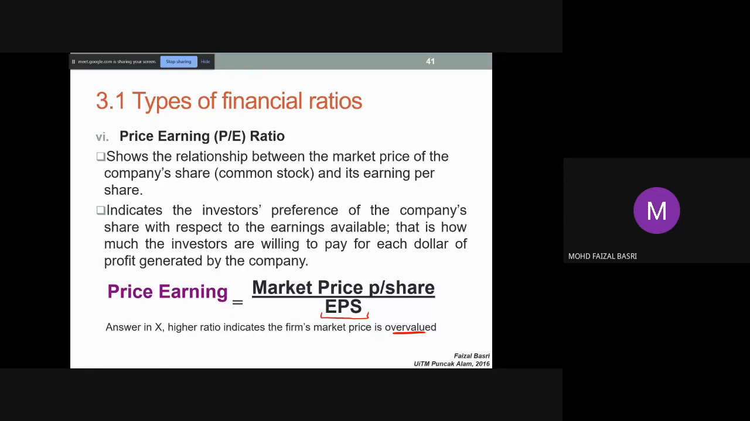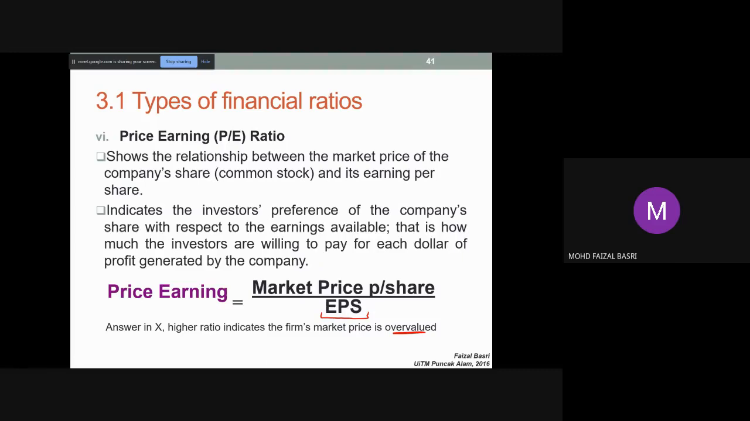Selalunya since kita measures the performance of the company from internal point of view, we want it to be as high as possible, so that it will be overvalued. So as an owner, kita nak dia overvalued. But for potential investor yang belum beli lagi, we want it to be undervalued. Anyway, so that's our final ratio. So ada berapa total tadi, 3 plus 3 plus 5, 11 plus 6, 17 plus another 6. So we have 23 ratios altogether.